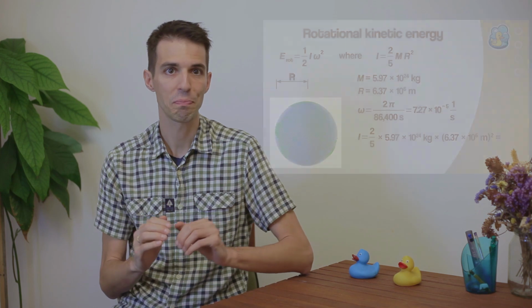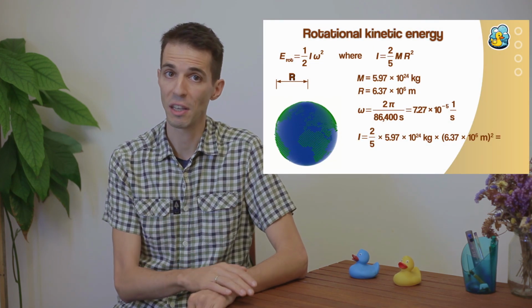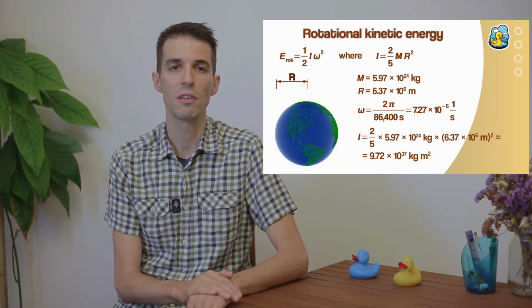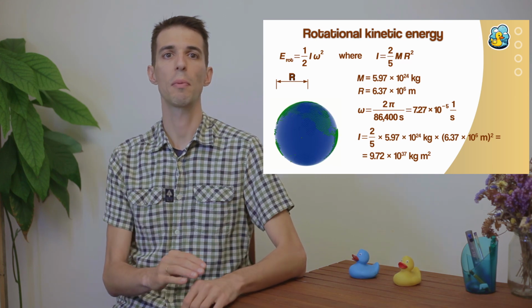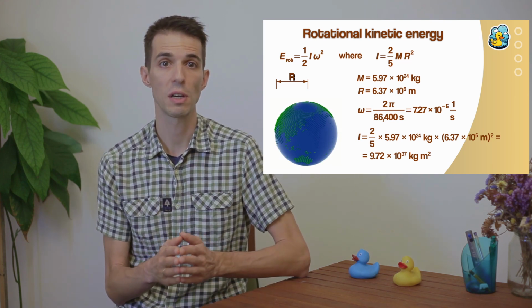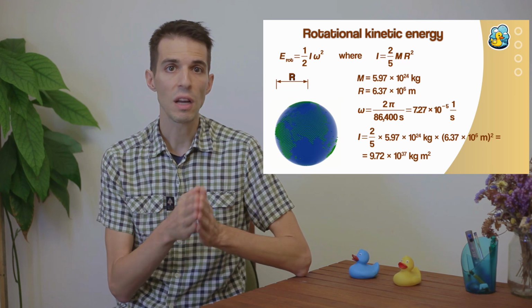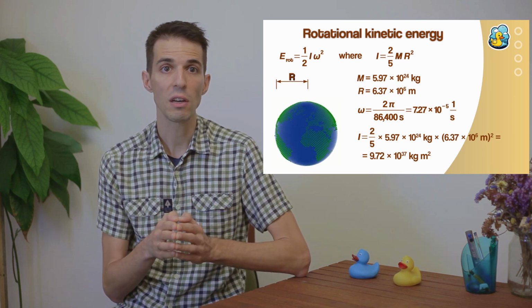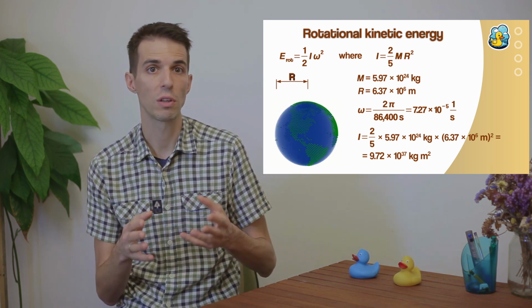Okay, so if at any time you feel lost, just pause or even rewind the video, and of course it is helpful to follow the calculation on your own sheet of paper. We arrive at I equaling approximately 9.72 times 10 to the power of 37 kilogram meter squared. And we can now substitute I and omega into the formula for rotational kinetic energy.